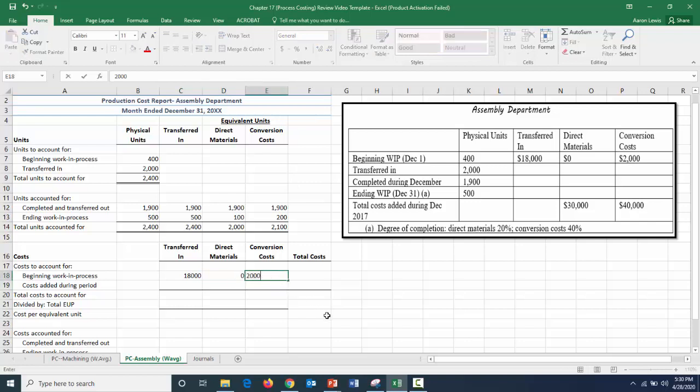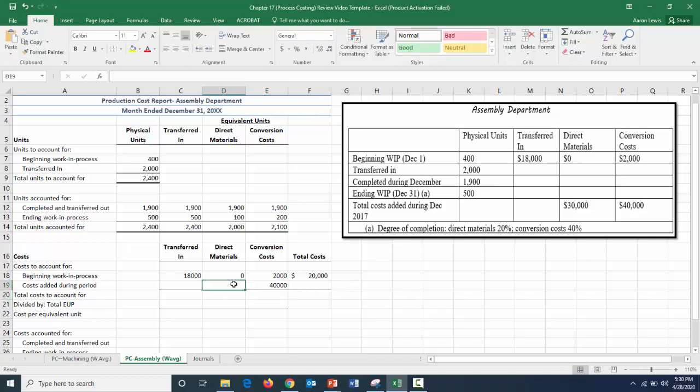Again, taking this all from the beginning WIP line of our information, which means these units that we started the period with had a total cost equal to the sum of those three numbers, or 20,000. Then we have our cost added during the period. So from our information, we can see that our conversion costs added, we'll start there, were 40,000.